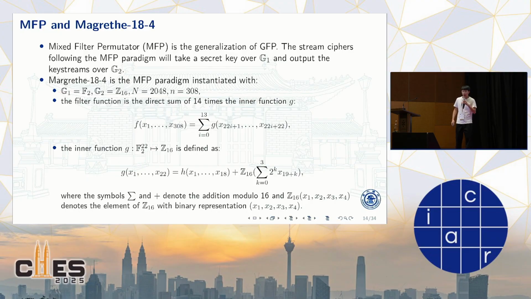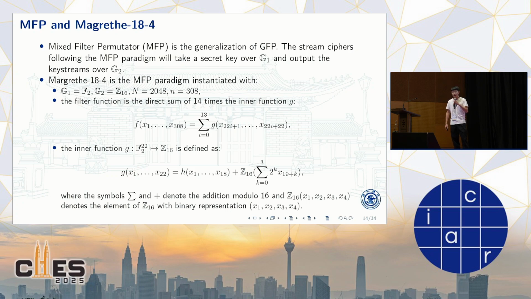Okay, then is the mixed filter permutator paradigm. The NFP is actually a generalization of GFP. The stream ciphers following the NFP paradigm take a secret key from group 1 and output the key stream over group 2, while in GFP, group 1 and group 2 must be the same. And Margaret 84 is the NFP cipher instantiated with group 1 being F2, like it is over bits, and output key stream over C16.